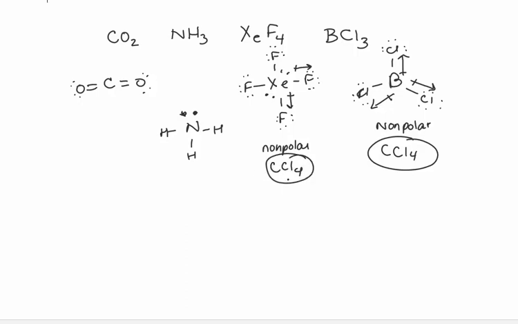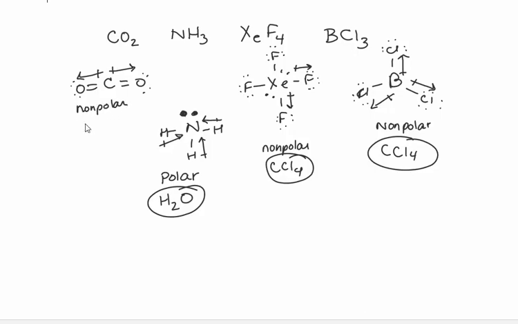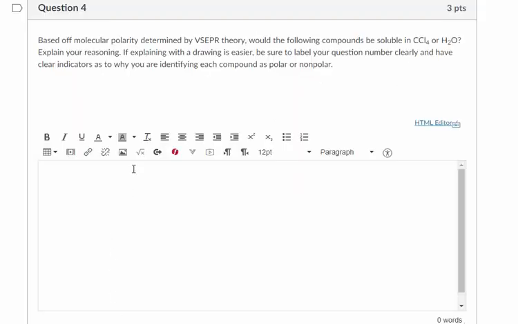Ammonia, on the other hand, is a polar molecule. All 3 of these polar bonds point up towards the nitrogen, up towards this cloud of electrons here. So this is a polar molecule. And because it is polar, we would expect it to be soluble in water. Carbon dioxide pulls equal and opposite. This is a canceling shape. It is linear. This is a non-polar molecule, so we would expect it to be soluble in carbon tetrachloride as well. And that should answer number 4 fairly thoroughly.